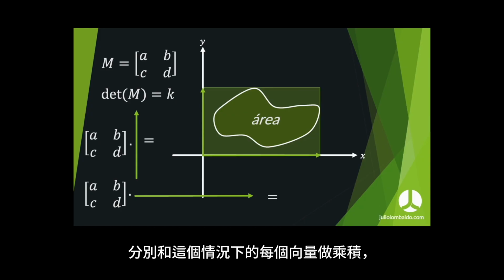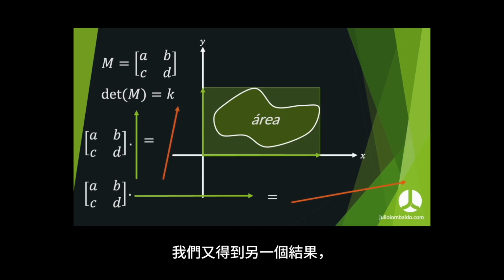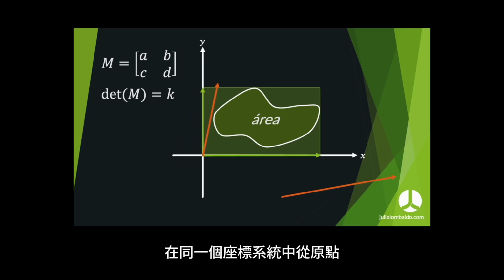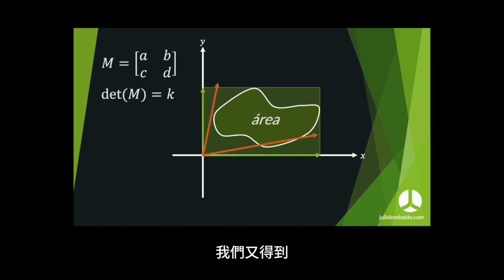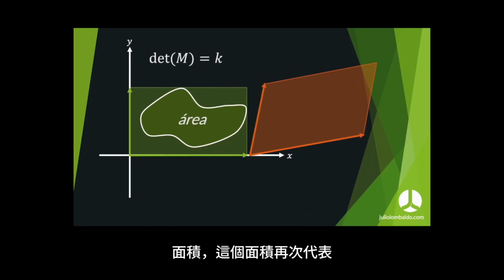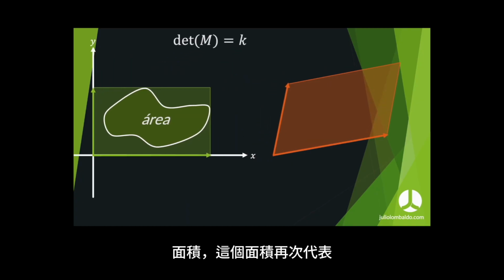We have another result, and this result is again two other vectors, for example these two vectors in orange. And when we represent these two vectors in orange here in the same system from the origin, we have again another area, completely different, because these two vectors in orange are different from the first two vectors in green. And this forms here a parallelogram. And here we have another area, and this area represents the change from the first area in green to the second area inside the parallelogram.